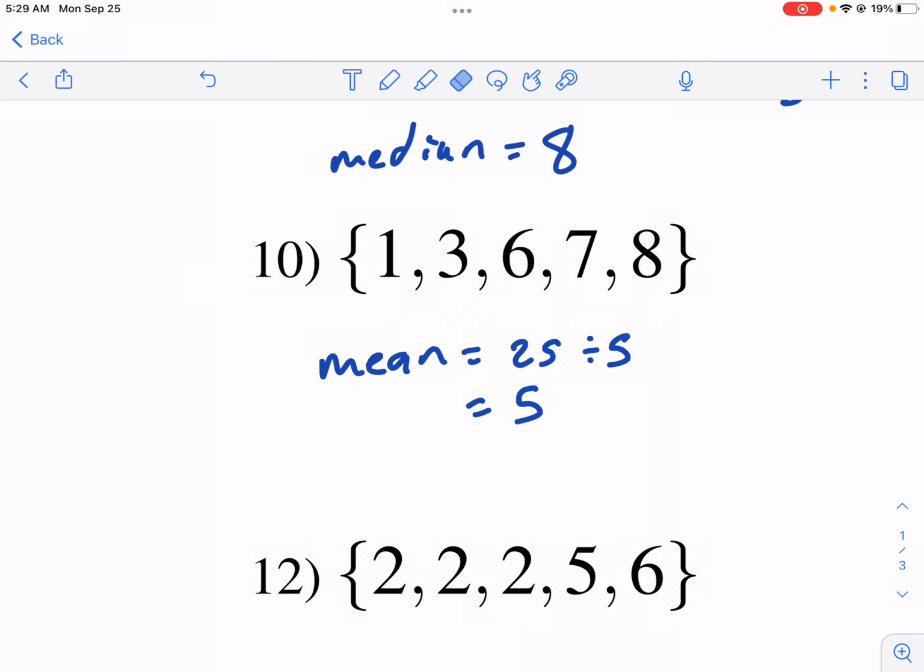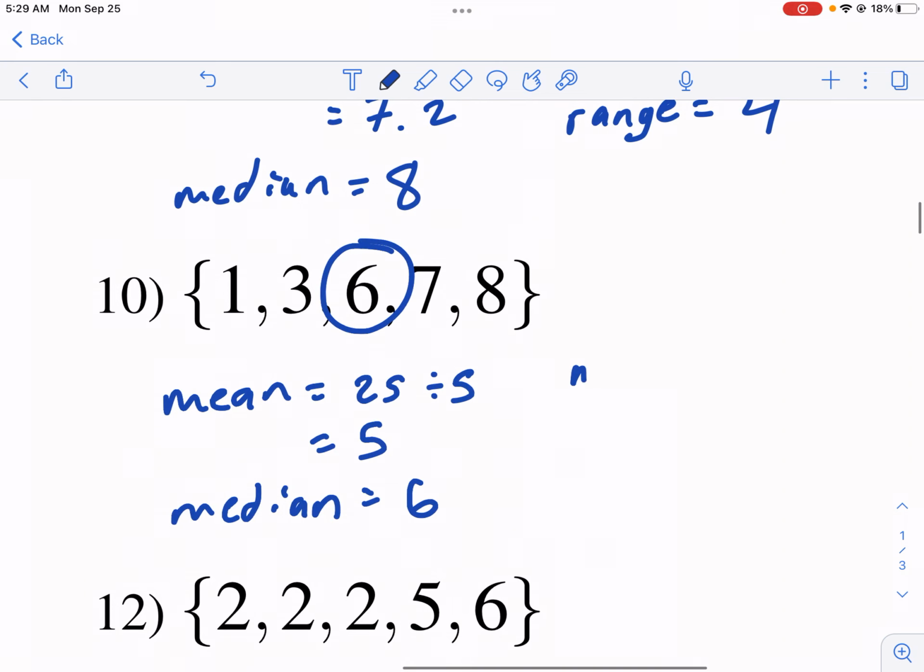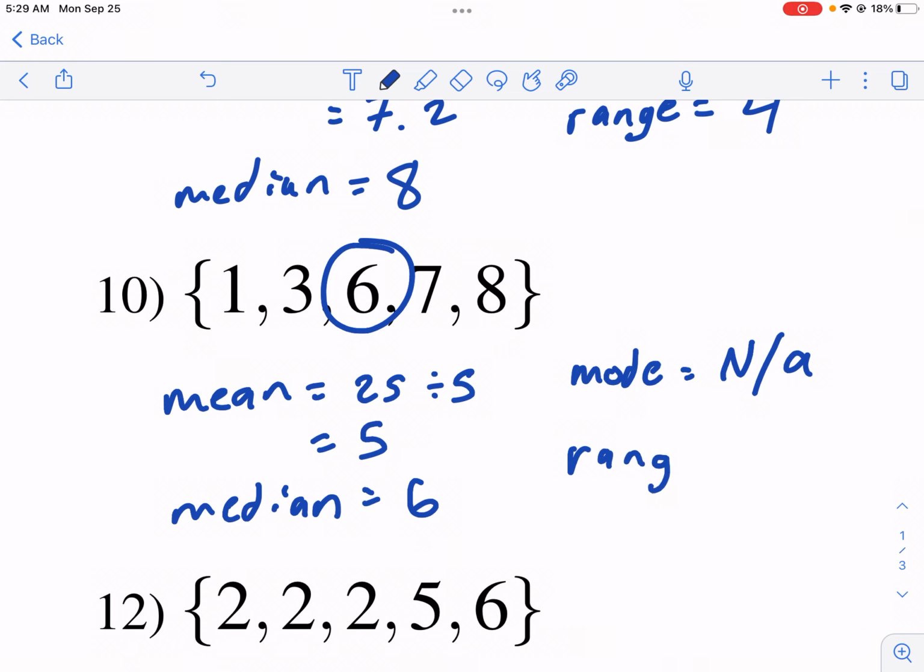That's a whole number. For our median, we need to rank them in order. It's already ranked for this worksheet, so our median is going to be 6, our middle number. Our mode, there's no mode. I'm just going to put not available. There's no mode there because no number appears more than once. And then our range is the max minus the min, in this case 8 minus 1, which is 7.